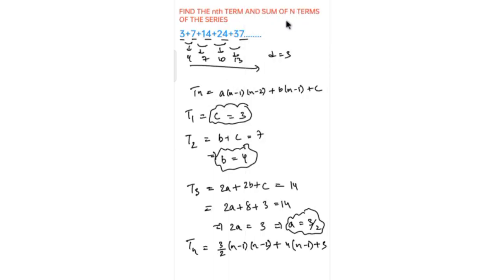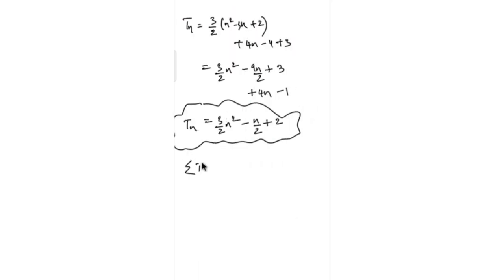So we found the nth term, and what is the next question? It is the sum of n terms of the series. So the sum of n terms is nothing but sigma Tn. So you can just put sigma to it. So sigma of 3 by 2 n square minus n by 2 plus 2. So it's 3 by 2 sigma n square minus half sigma n plus 2n.